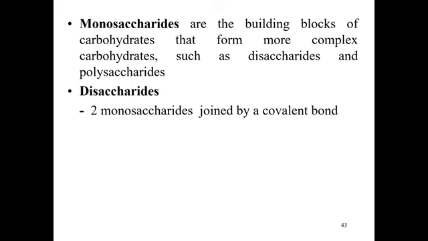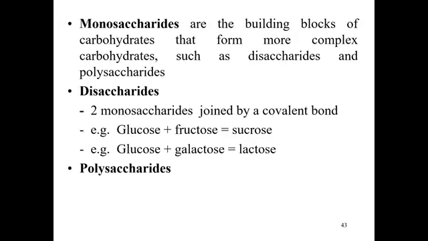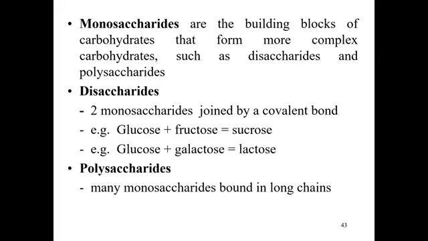Okay, we have different types of your carbohydrates. We have monosaccharides, disaccharides, and polysaccharides. Monosaccharides are the simplest one. These are the building blocks of carbohydrates. When we say mono, it is one. If you combine two monosaccharides, you form a disaccharide. So a disaccharide is made out of two monosaccharides combined by a covalent bond. Take, for example, glucose plus fructose equals your sucrose, or your table sugar. Glucose plus galactose equals your lactose, or your milk sugar.